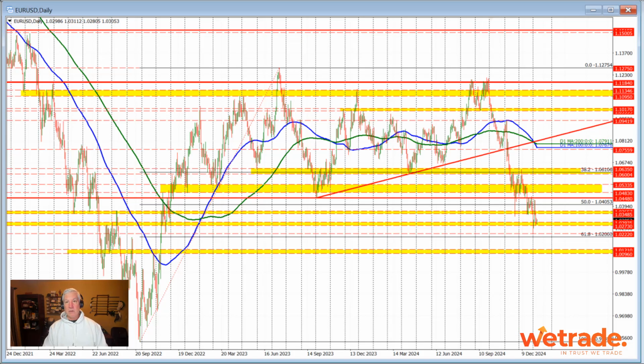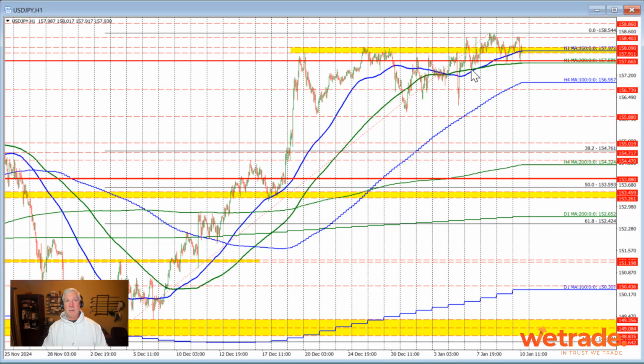Let's take a look at the dollar versus yen, and this currency pair is trying to move higher, and finding some resistance on the breaks to the upside.